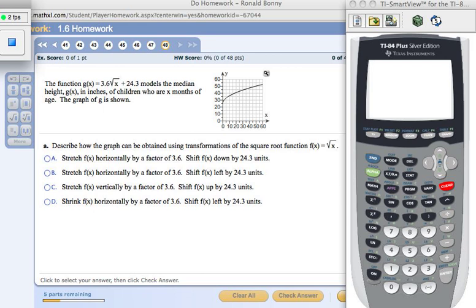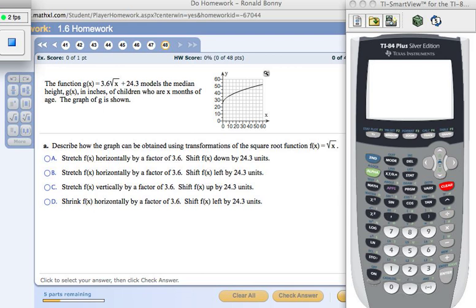Part A, it says describe how the graph can be obtained using transformations of the square root function f of x equals radical x. All right, so first off, f of x equals radical x is called a parent function because it doesn't have any transformations, and it would have this same shape, except it would start here at 0. Now, there's two numbers that are affecting this parent function radical x. One of them is this 3.6 and the other one is this 24.3. Notice that the 24.3 is being added to the radical x, but it is not inside the radical.